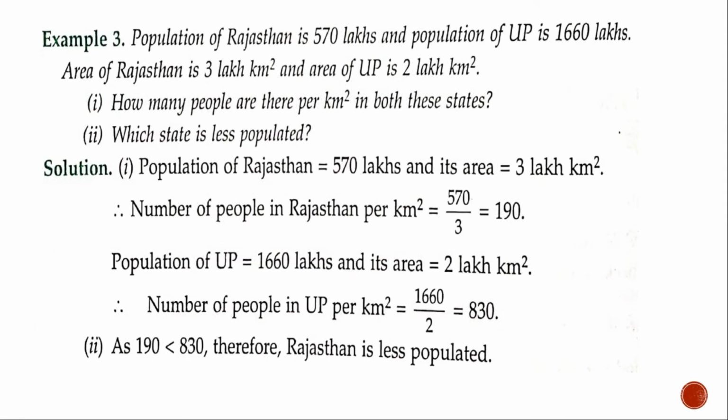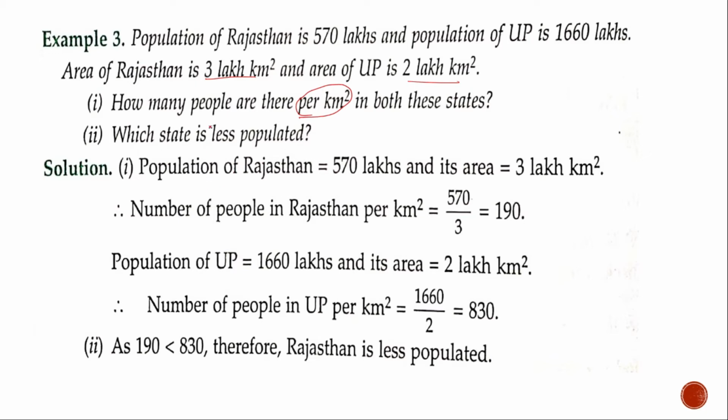Third example. The population of Rajasthan is 570 lakhs and the population of UP is 1660 lakhs. The area of Rajasthan is 3 lakhs kilometer square and the area of UP is 2 lakhs kilometer square. What we need to find out first is how many people are there per kilometer square in both the states. Per kilometer square means one kilometer square, we have to find out. And the second one is which state is less populated.